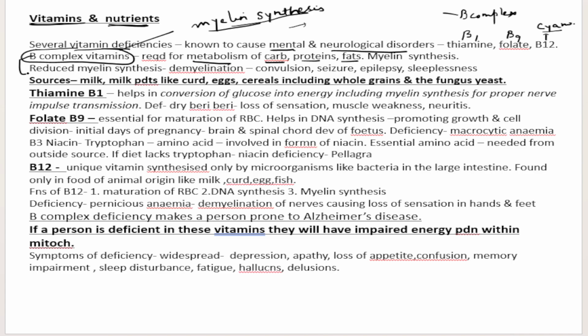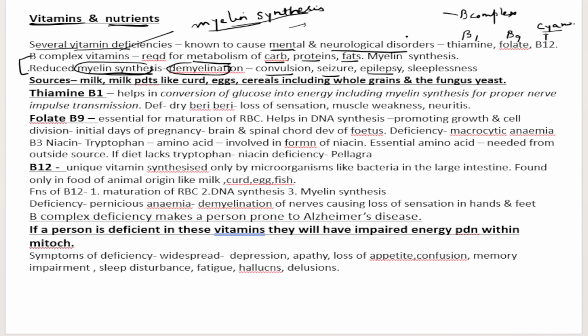Now when there is a deficiency of these B complex vitamins, then there is reduced myelin synthesis, and this reduced myelin synthesis, or demyelination, can cause symptoms like convulsions, seizures, epilepsy, and sleeplessness. Seizures are abnormal electric activity in the brain. All these symptoms can be caused by reduced myelin synthesis.